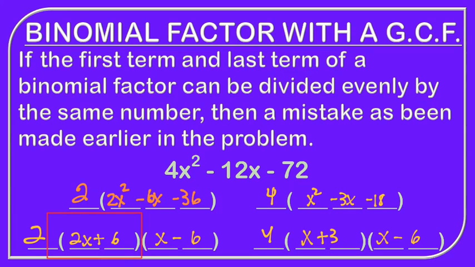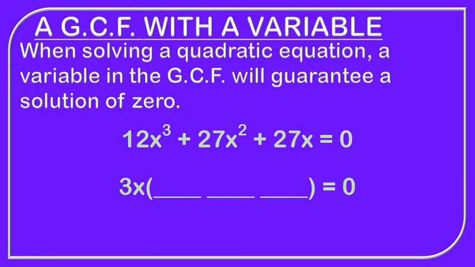If that ever happens to you, or if you create a binomial like that, you know you're doing the problem wrong, because all of the greatest common factors should have been taken out at the beginning of the problem. So do not create binomial factors that have greatest common factors in them. At the beginning of the chapter, when we learned about greatest common factors, we were always taking out greatest common factors that were numbers, and we never had to worry about variables.